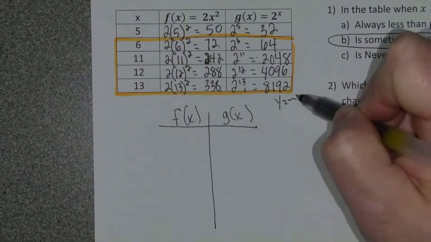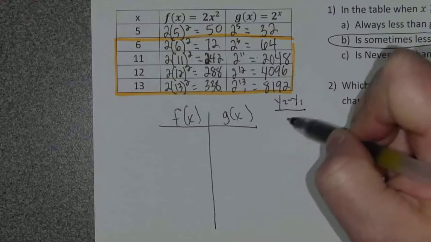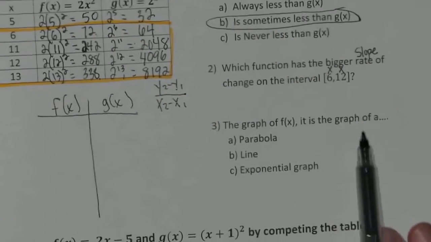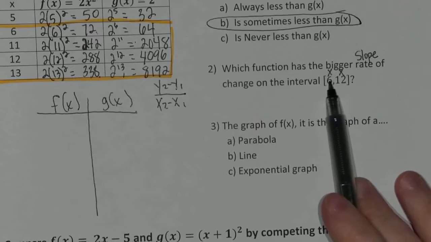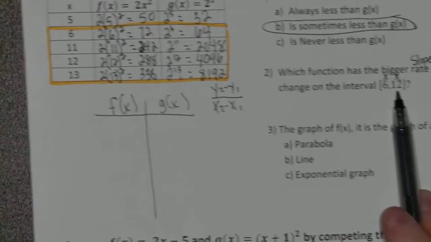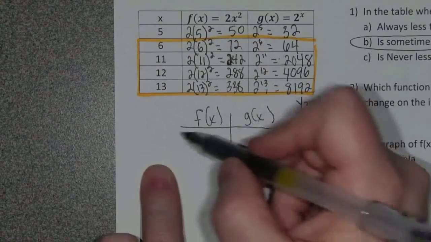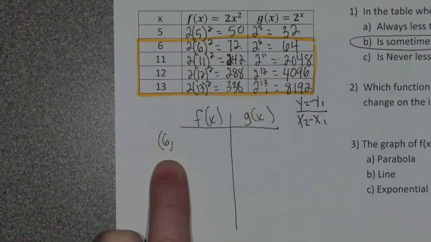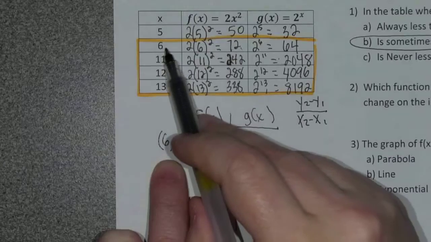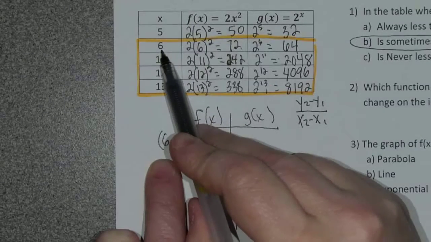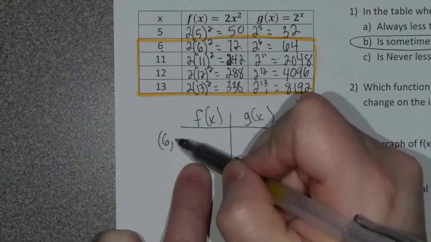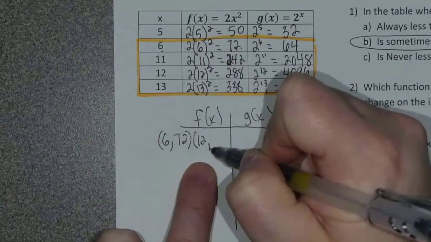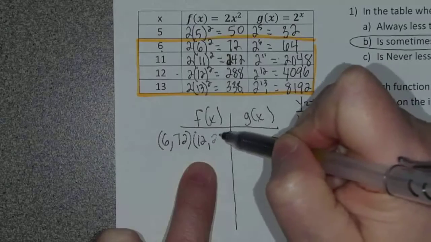But I want to remind you, if you can't remember how to do that, do your change in y's over your change in x's for these ordered pairs. So your x value of 6 and your x value of 12. So even though Charlie's already told us what we think is true, I'm going to do the math behind it really fast to show you. So on the f function, my 6 value goes with 72. And on the f function, my 12 value goes with 288.